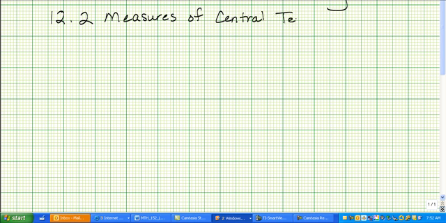Let's take a look at some sample problems from section 12.2 on measures of central tendency. The first thing we look at in the exercises, which are found on page 650 in our 12th edition of the text, we'll take a look at number 4.